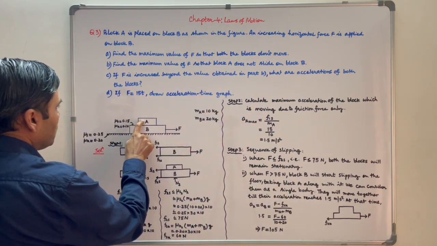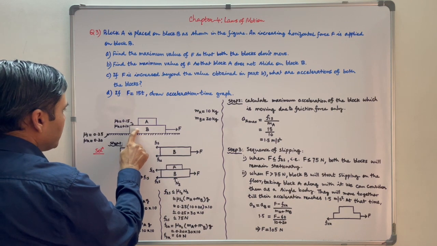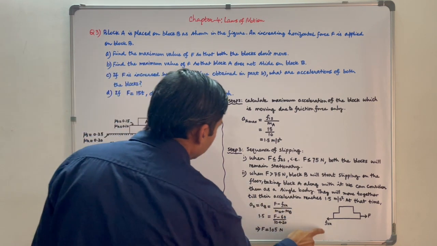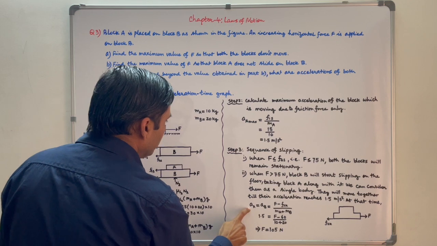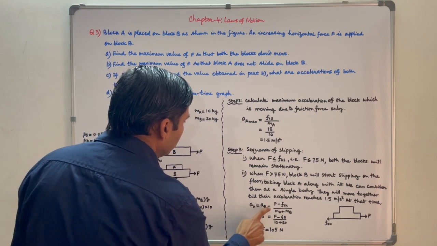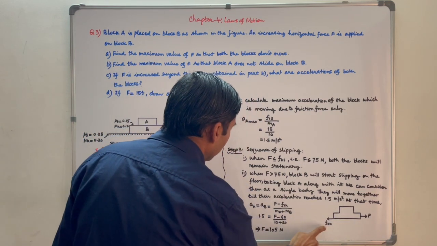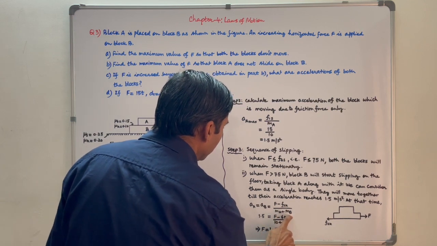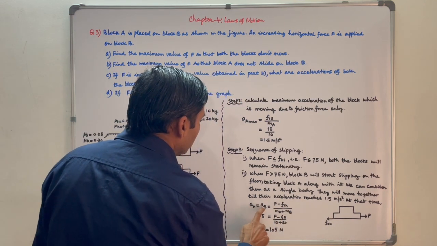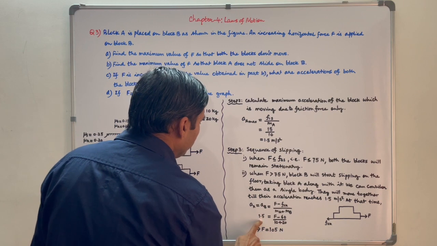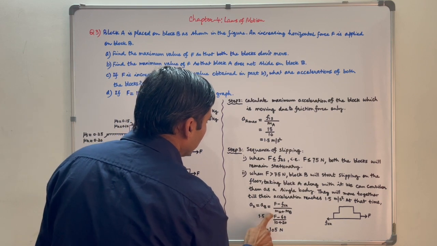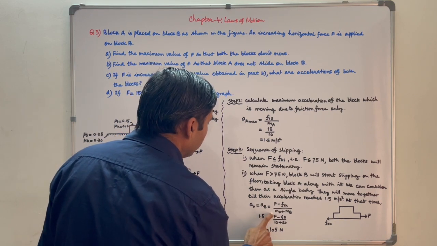Since both the blocks are moving, we will consider kinetic friction force working on block B. So their acceleration will be aA = aB = (F - F2k) / (mA + mB), which is equal to 1.5 meter per second square. We have to calculate the value of external force F.